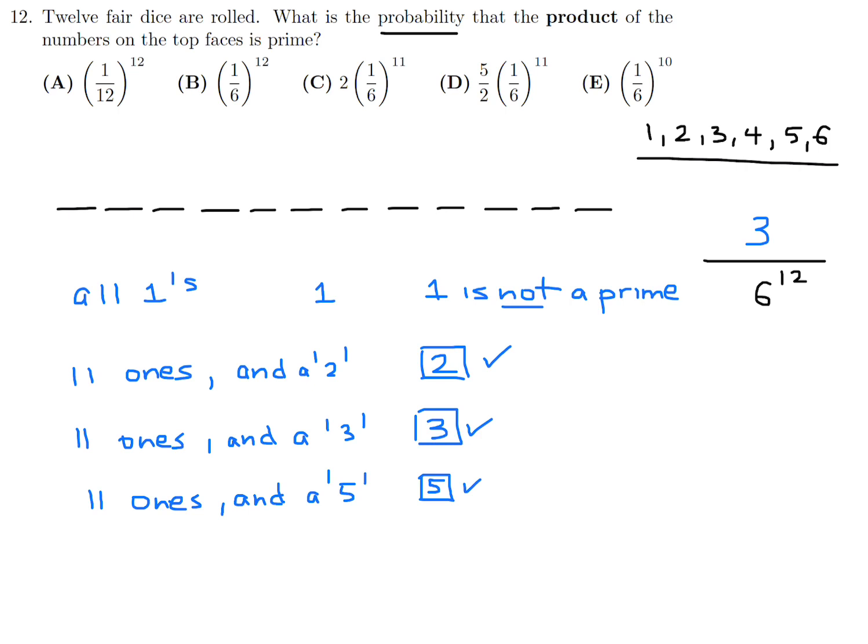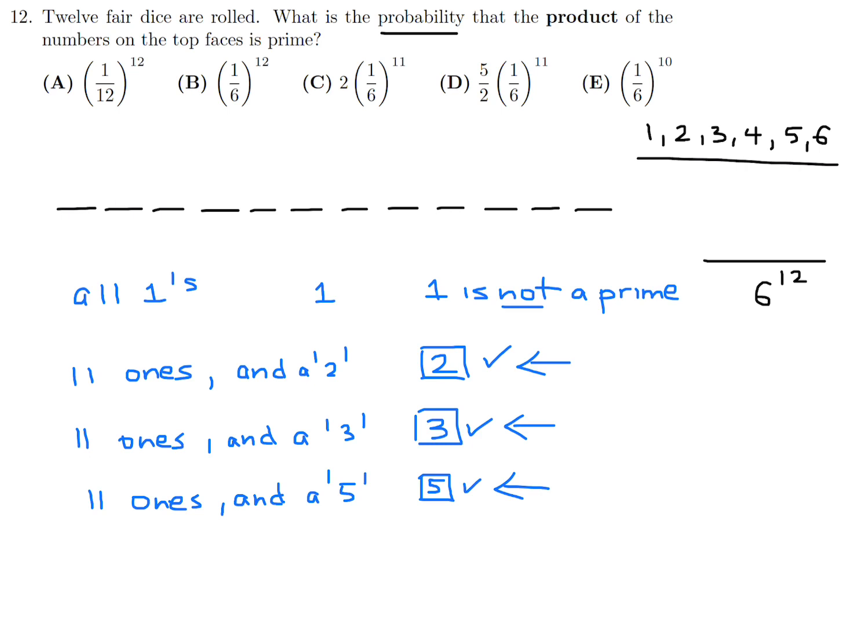Is that the right answer? No. I don't even think it's part of the answer choices. Yeah, I don't think it is. Now you say, well, why? What's the problem here? Well, the reason 3 is not the proper numerator is because each of these scenarios can happen in many different ways, right? The 2 can be here and then you can have all 1s, right? Or the 2 could be here and you can have all 1s, and so on.